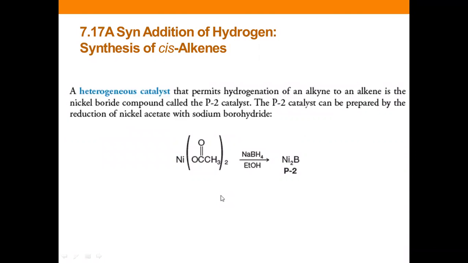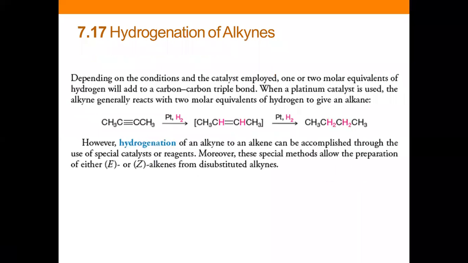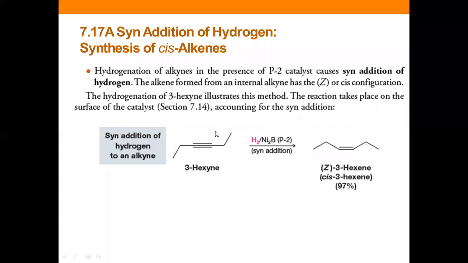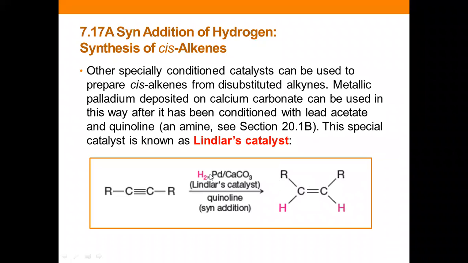Okay, so we're talking about the catalysts used for the addition reaction of alkynes. There are two kinds of catalysts for the hydrogenation of alkynes. The first one is the use of a heterogeneous catalyst. We have the P2 catalyst, also called nickel boride, and we have the Lindlar catalyst. For this one, we use palladium in the presence of calcium carbonate.